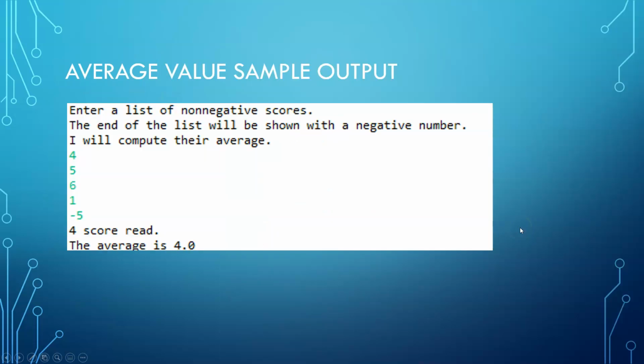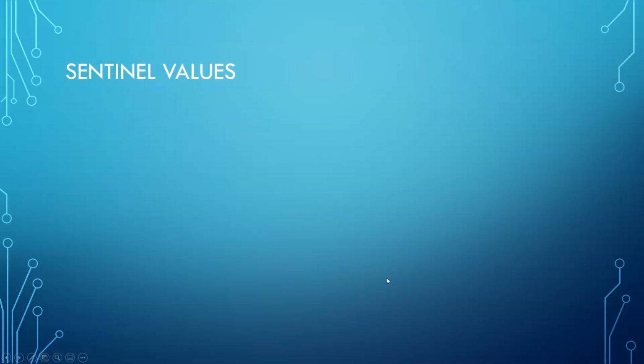Pretty simple program. So if we look at that, at the end of the list, we show them a negative integer, and it will compute their average. I type in 4, 5, 6, 1, and then I put in -5. It could be any negative number. Well, that's a negative, so it must be the end of the list. So we read in 4 numbers. Notice that the -5 is not counted. It only is the positive numbers that were counted. So 4 scores are read, and then the average here in this case happens to be 4.0, because remember, it is a double.